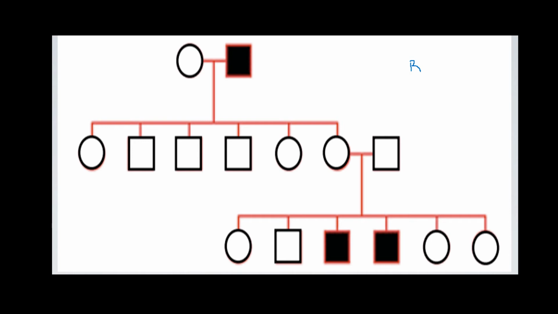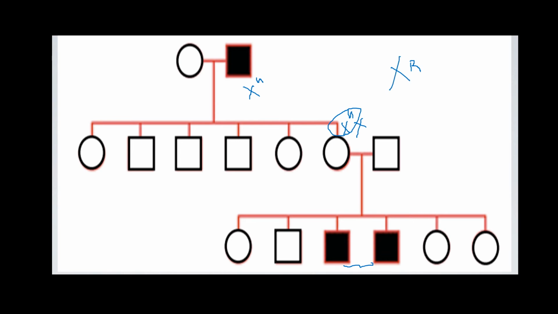Now, what are the rules for X-linked recessive? Mostly males are affected, that is satisfied. Affected sons are usually born to a carrier mother. She is a carrier because she has inherited the mutant one from the father, and the other X chromosome is normal. So this is being inherited by the sons, and that causes the son to be affected. So this is an example of X-linked recessive disease.